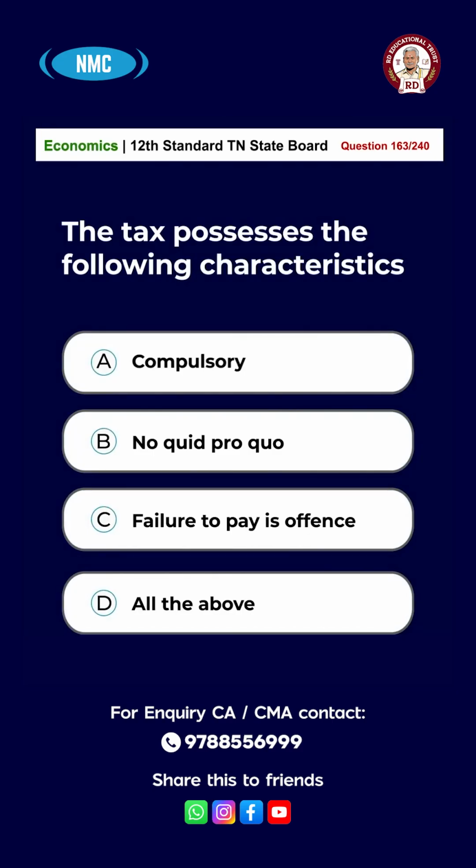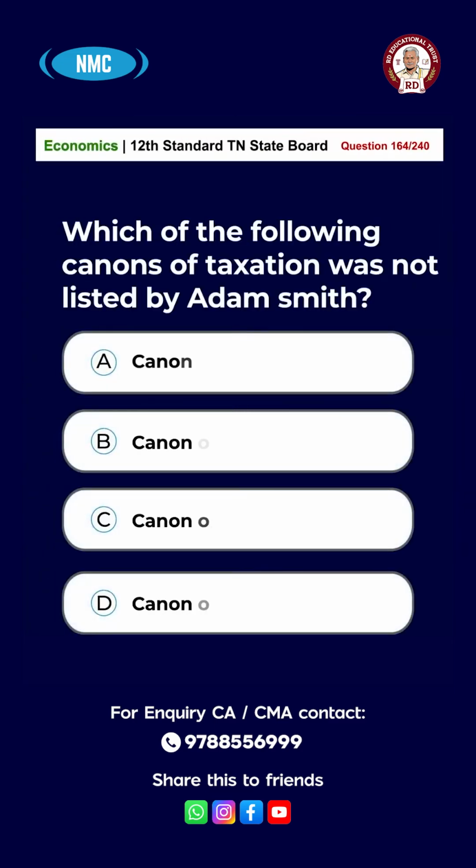Question number 163. The tax possesses the following characteristics. A. Compulsory, B. No quid pro quo, C. Failure to pay is offence, D. All the above. The answer is option D. All the above.